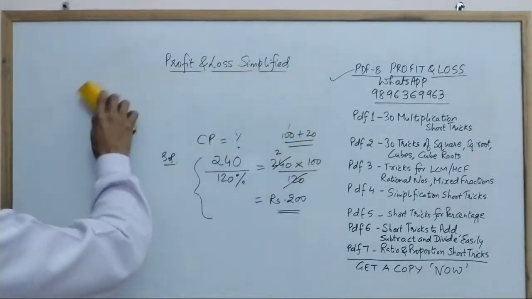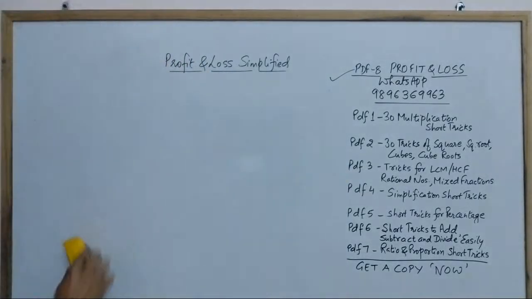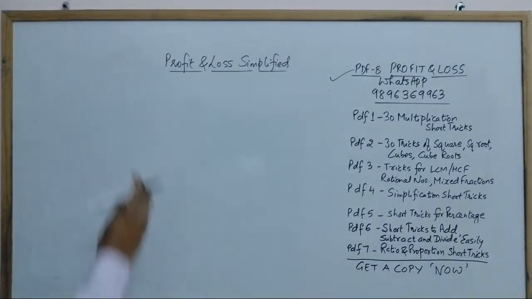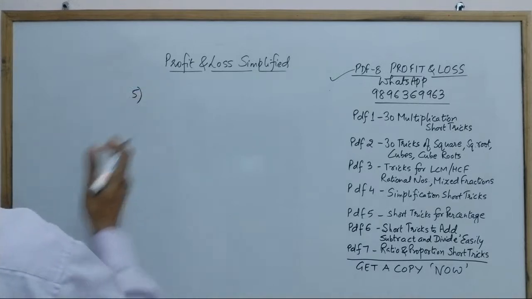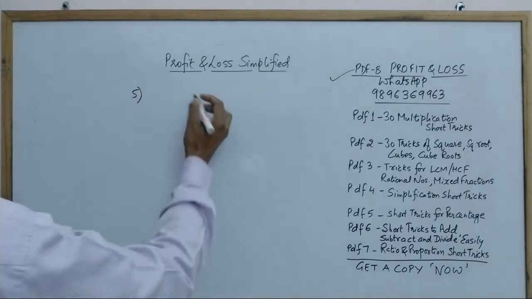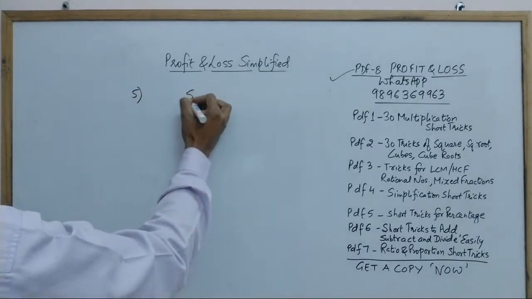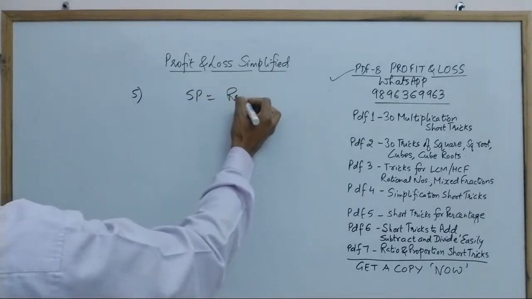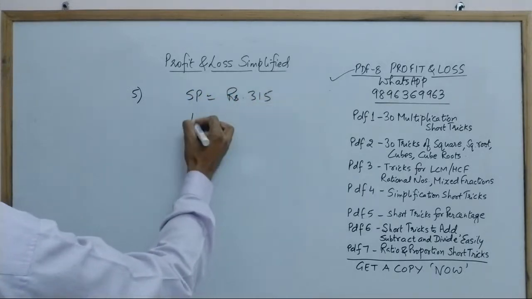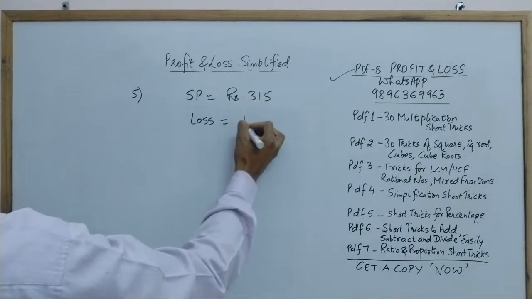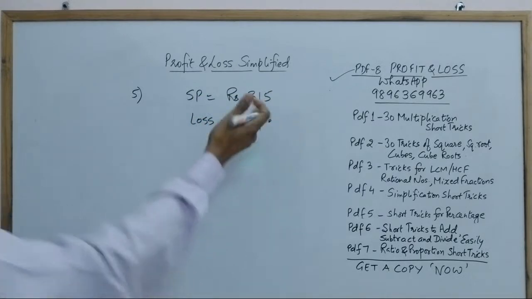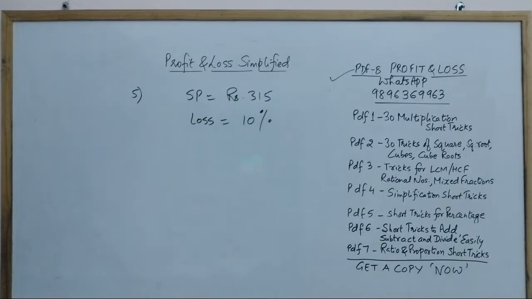Okay, so let's see the fifth question for today. I am just hurrying up the live stream so that we can have more questions. This is question number 5. I'll give you loss percent now. Let's see the SP as rupees 315 and the loss as 10%. Okay, now again an easy one. So let's see whether you can get this one correct or not.